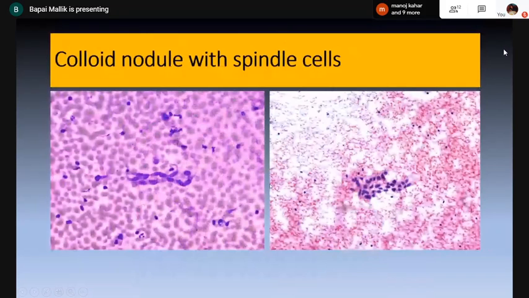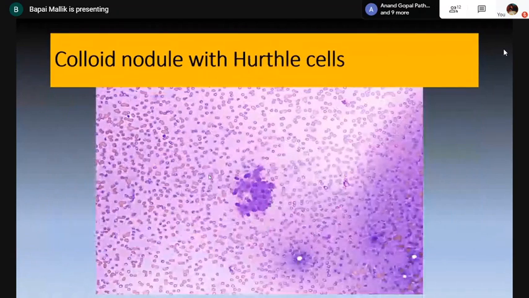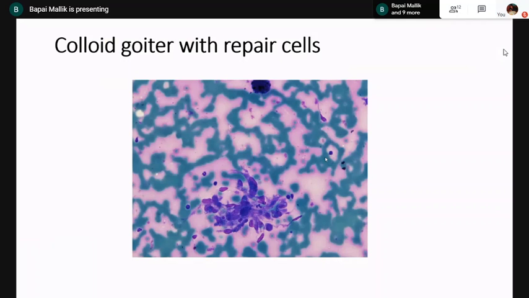Sometimes colloid nodules can show some amount of spindle cells, especially in long-standing colloid goiters. And sometimes the cells can look quite nasty, though not exactly here. This is something different. So this is a colloid nodule with Hürthle cells. You can have a significant number of Hürthle cells in colloid nodules because of the presence of background colloid, just benign, nothing to worry about.